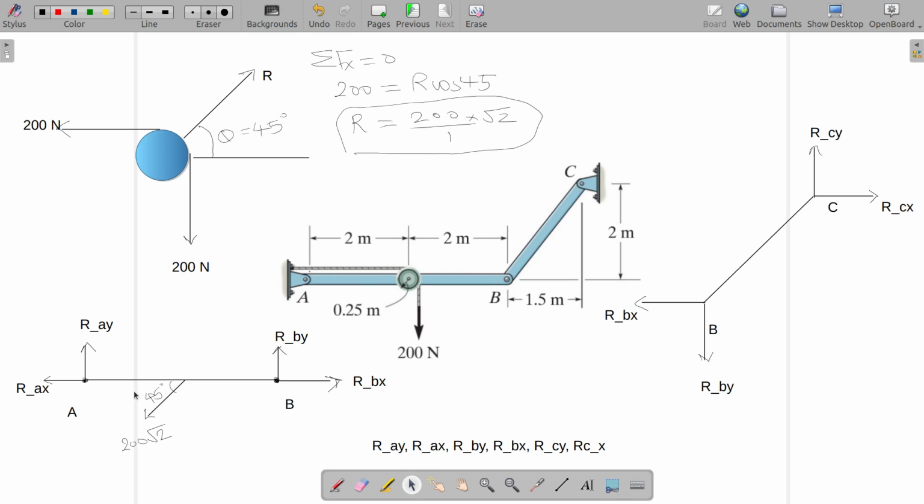How many equations do we have? 3 equations here, 3 equations here. Net force in x direction 0, net force in y direction 0, net moment 0. So 3 plus 3, 6 equations, 6 unknowns. So the system is closed and you can very easily solve the problem. So if you want me to write down these things, I can do that.